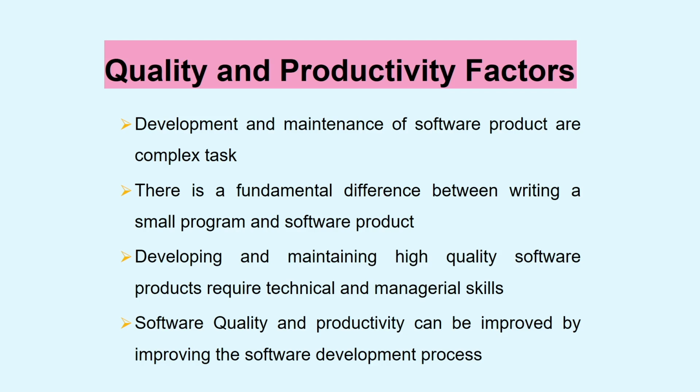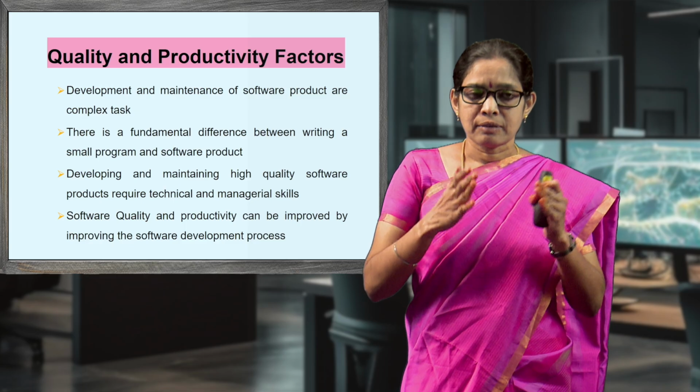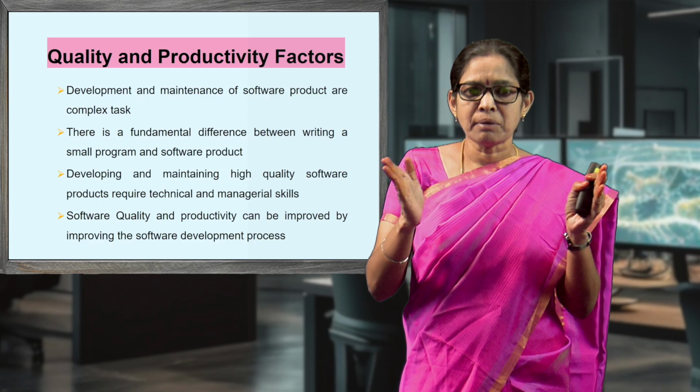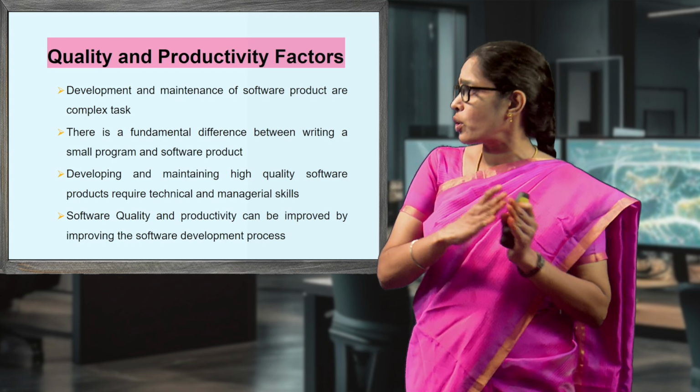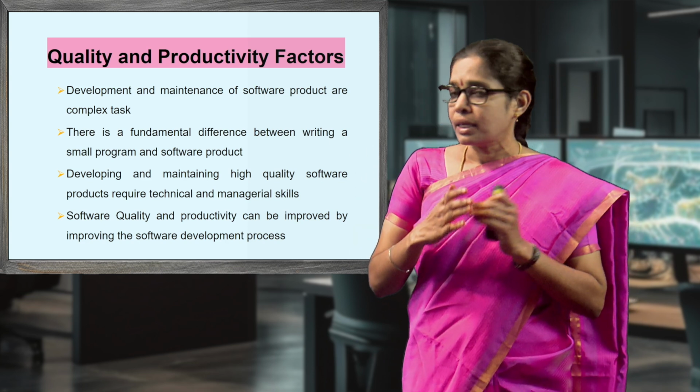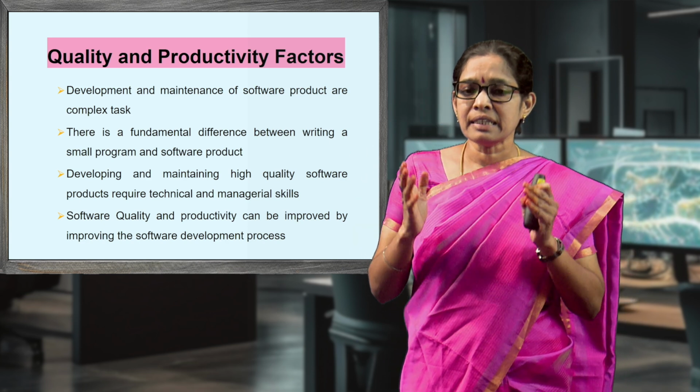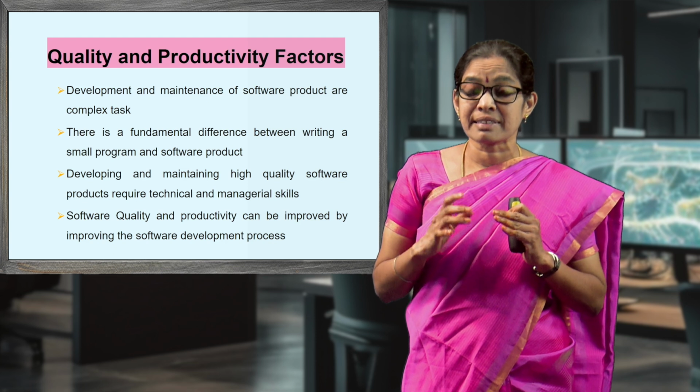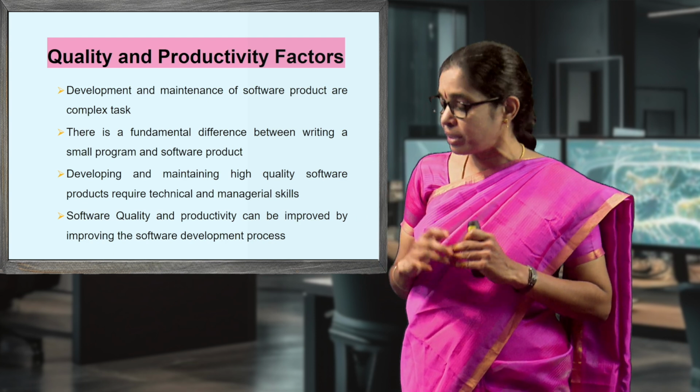Then the next topic is quality and productivity factors. See, this is the main important indicator. Software quality and productivity can be improved by improving the software development process. The development and maintenance of a software product is usually a very complex task. There is a fundamental difference between writing a small program and a software product. Developing and maintaining a high quality product requires technical and managerial skills.